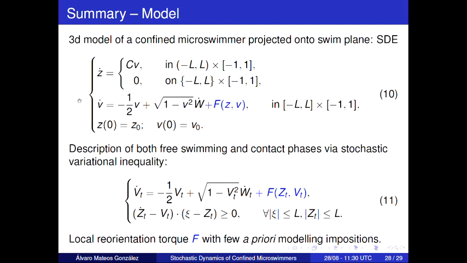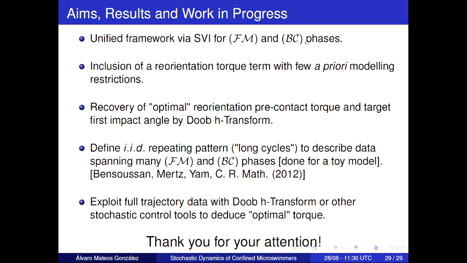So just to sum it all up, we've provided a 3D model of a confined microswimmer with a torque term which is a priori undefined. We have used stochastic variational inequalities in order to provide a unified description of these two phases, contact and free swim. And this is the unified framework. We've included the reorientation torque with few a priori modeling restrictions. We have shown that it's possible to numerically recover an optimal reorientation torque and a target first impact angle.